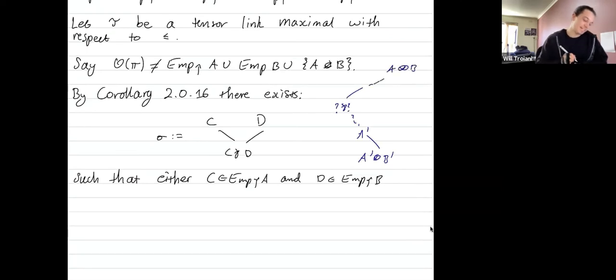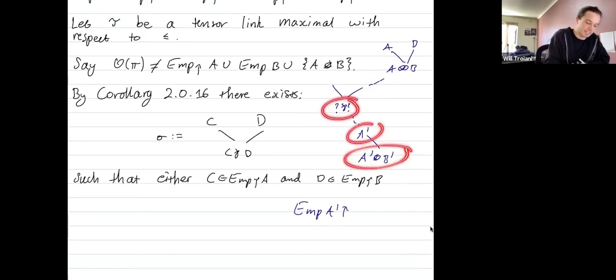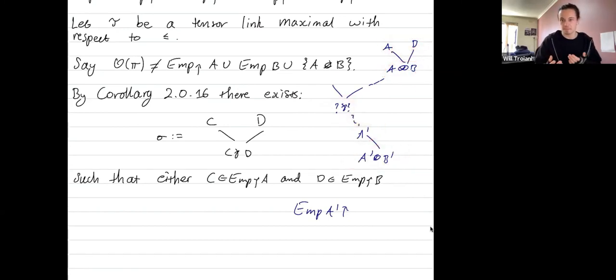and then we're looking at our maximal tensor link A tensor B, right? Then consider the empire of A prime up, right? That's going to contain the up empire of this par link, and that's going to contain the up empire of this, and so that's going to contain the up empire of this, and so therefore it contains the up empire of both of its premises, right? So the empire of this contains the empire of this, contains the empire of this, contains the empire of this, and so we contradict maximality. Does that make sense?